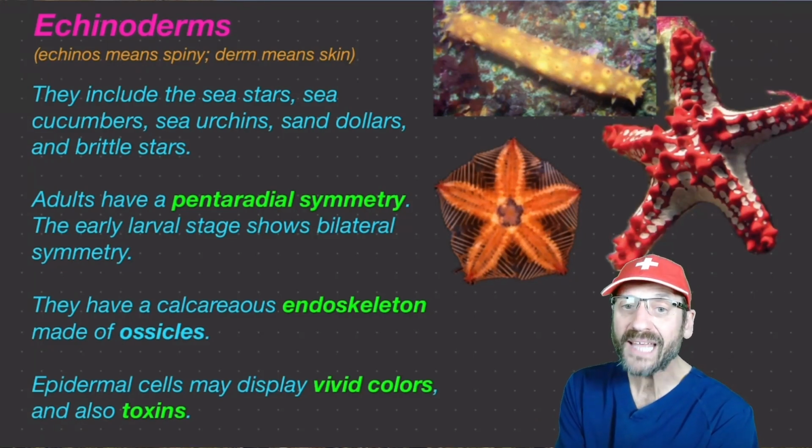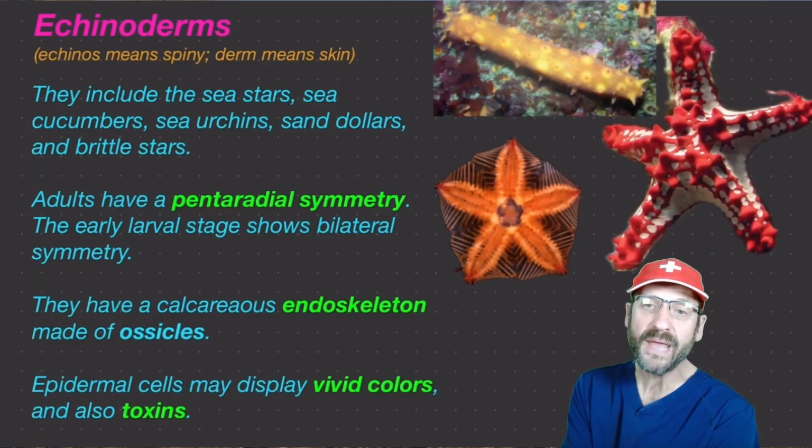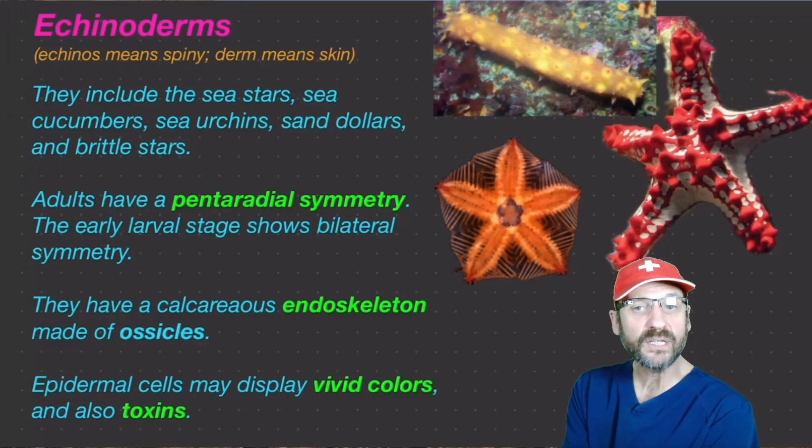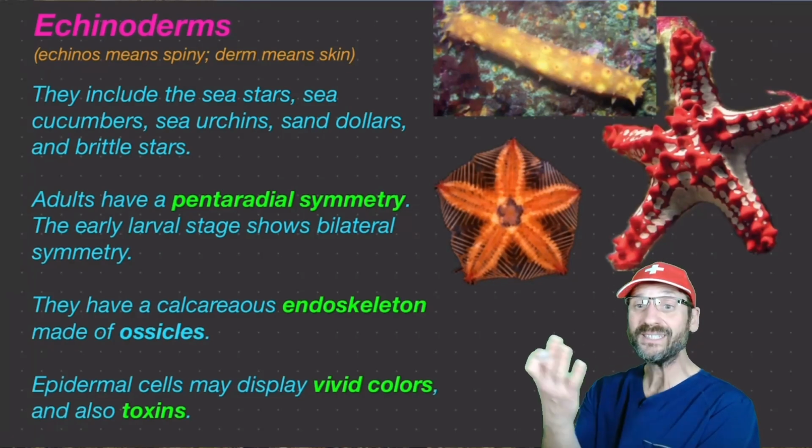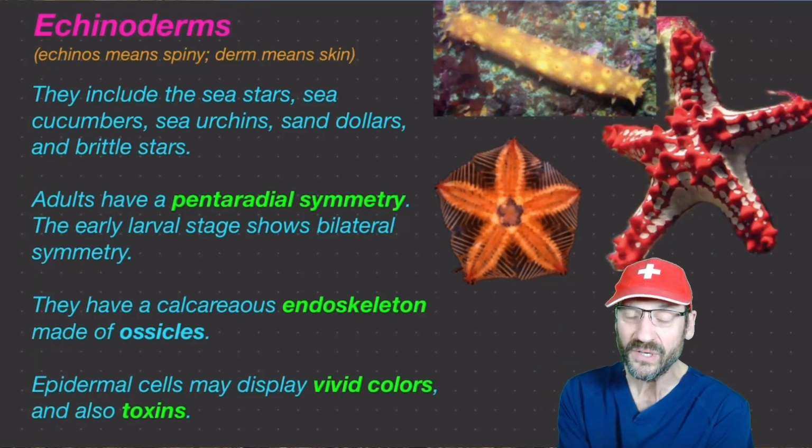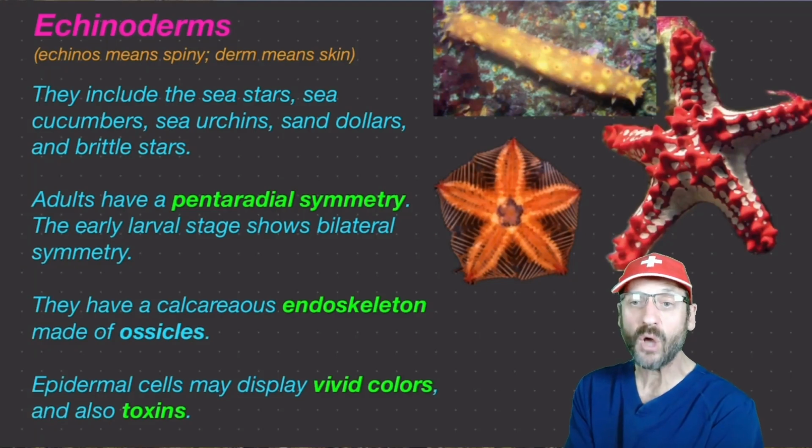They have a calcareous endoskeleton made of ossicles. The epidermal cells may display vivid colors, as we can see in these beautiful looking things up here. They also, though, have toxins on them.